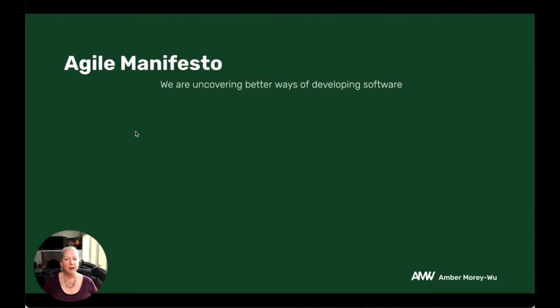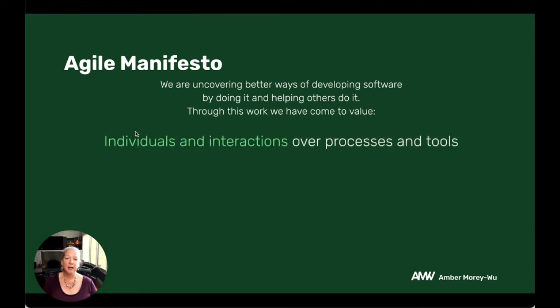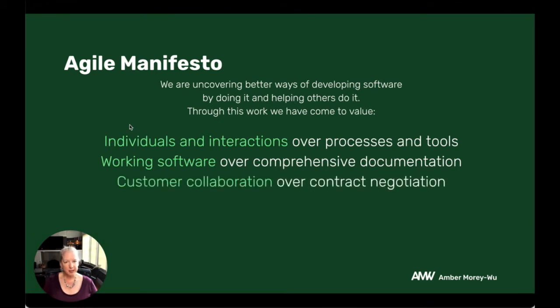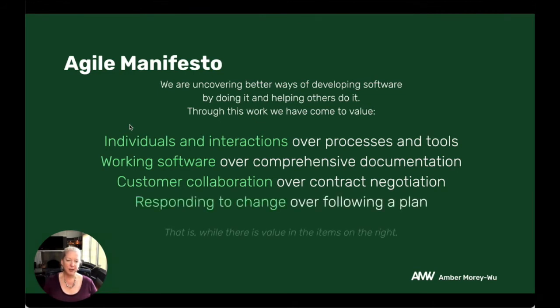here. So the manifesto says, we are uncovering better ways of developing software by doing it and helping others do it. Through this work, we have come to value individuals and interactions over processes and tools, working software over comprehensive documentation, customer collaboration over contract negotiation, and finally, responding to change over following a plan. That is, while there's value in the items on the right, we value the items on the left more.